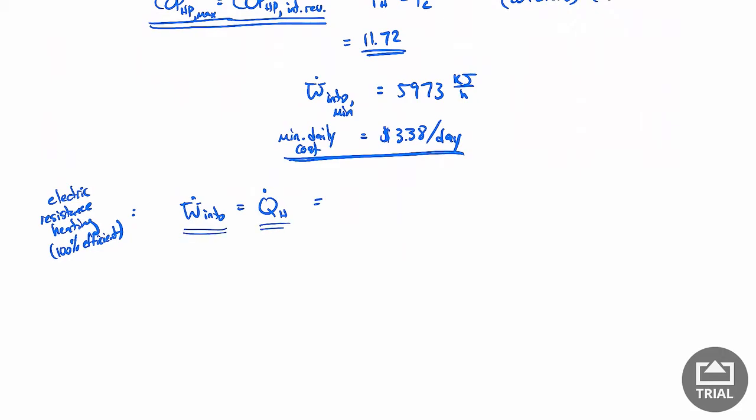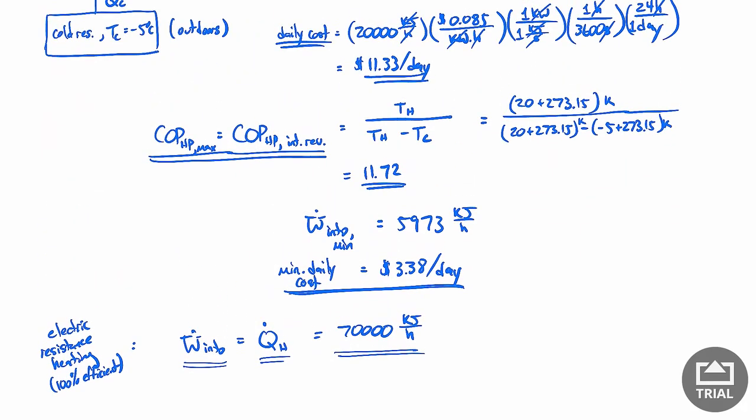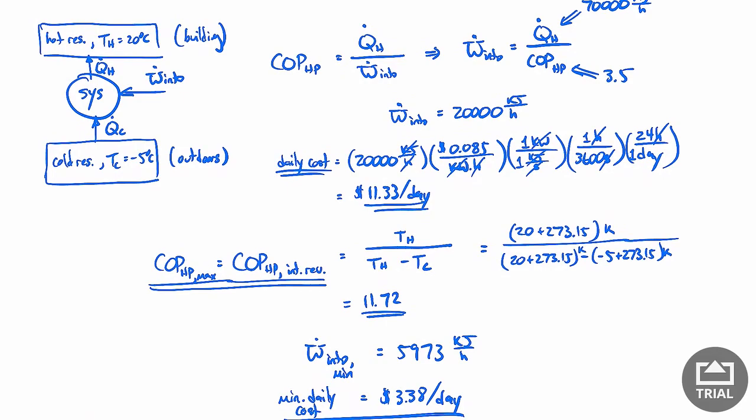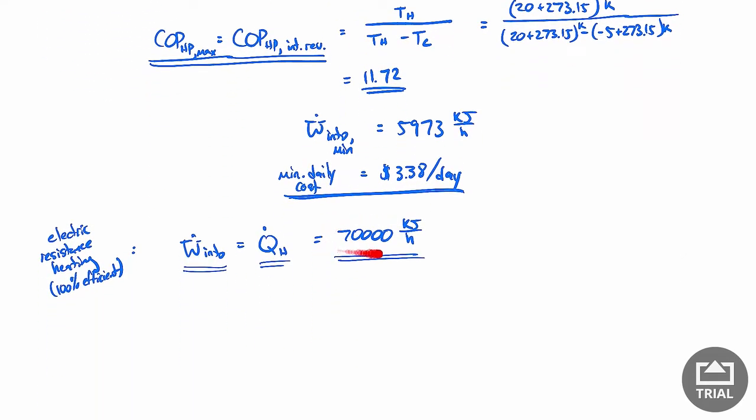So in this particular case, we know the rate of heat transfer is 70,000 kilojoules per hour. So that's how much power we would have to put in as electricity. So you can see that number is actually quite a bit bigger than what we had previously for even the low coefficient of performance. Remember up here when we had a coefficient of performance of 3.5, our power was 20,000 kilojoules per hour. But now we're dealing with 70,000 kilojoules per hour, so our costs are going to be higher.